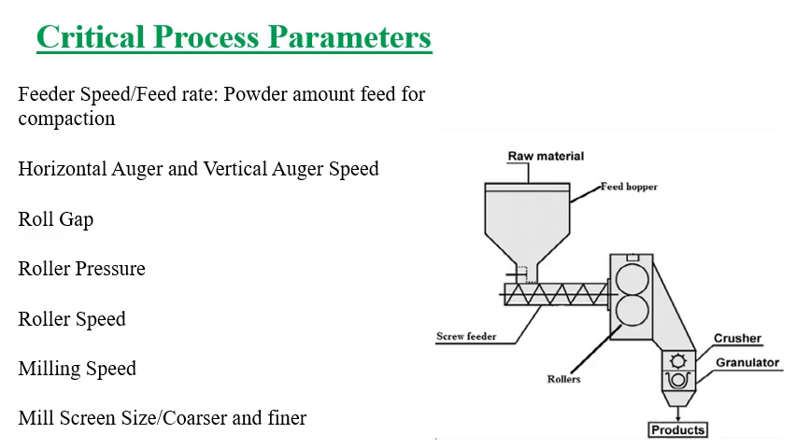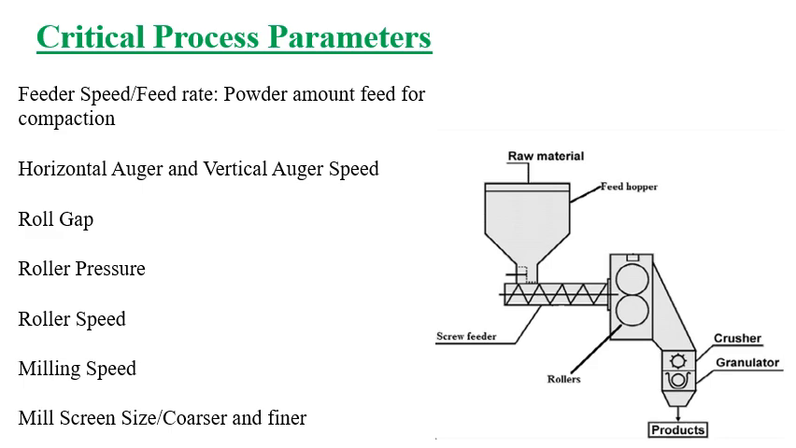You can call it a horizontal screw and a vertical screw as well. Then another critical process parameter, that is CPP, is roll gap. Roll gap has an important role in making the ribbons. If the roll gap is too large, then the powder will fall down from the hopper directly into the mill and ribbons will not be properly formed. So the roll gap is to be maintained to have constant quality of ribbons.